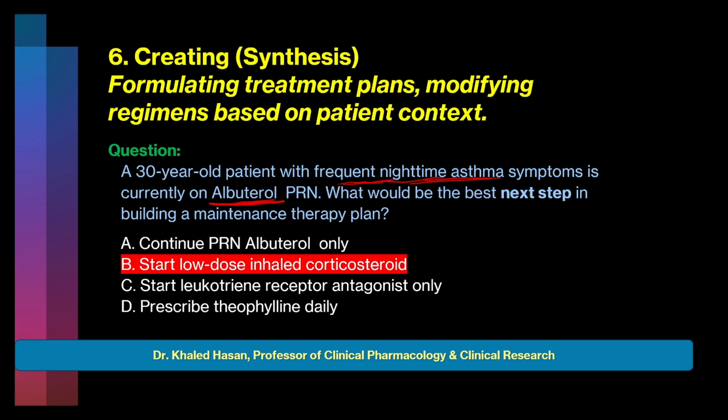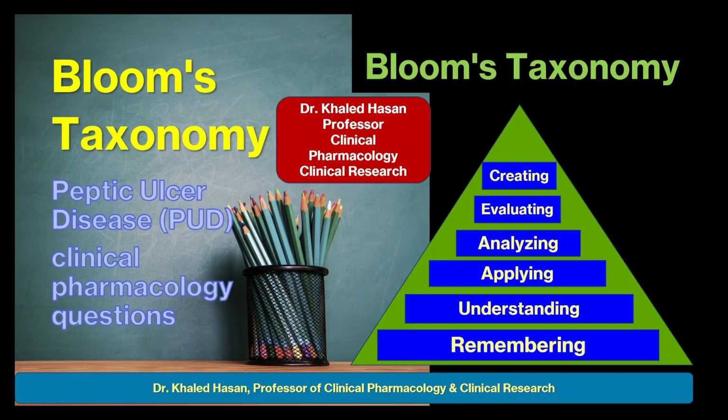Okay, this concludes our brief Bloom's taxonomy review regarding clinical pharmacology asthma questions. We addressed six levels. Next, we are going to have Bloom's taxonomy application for peptic ulcer disease clinical pharmacology questions. Thank you so much.